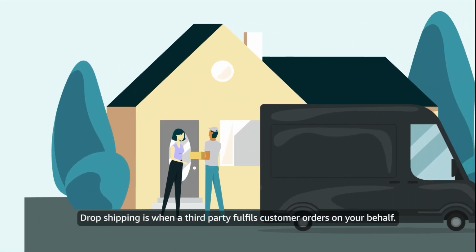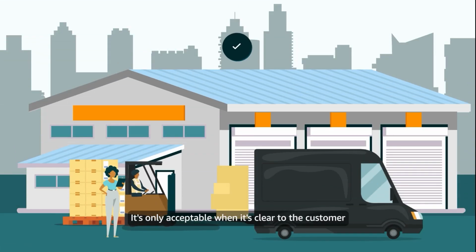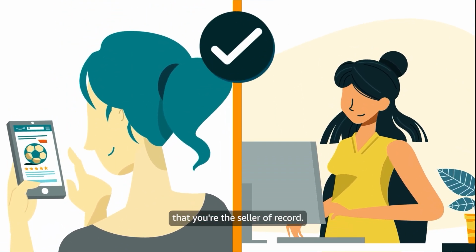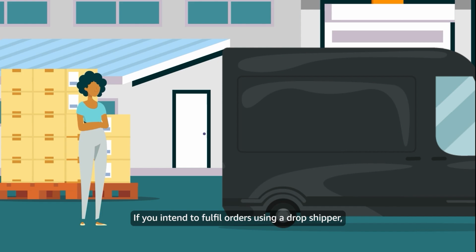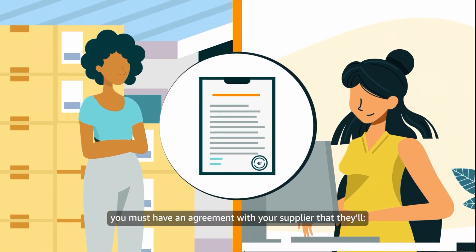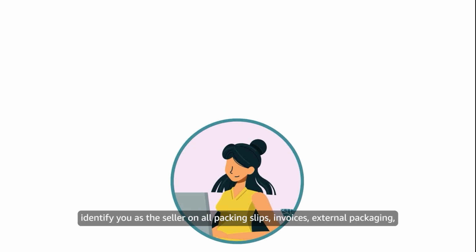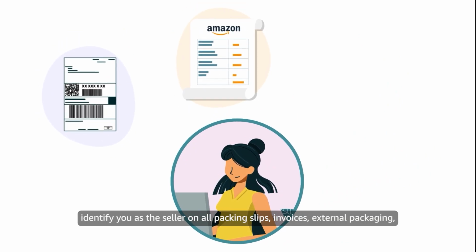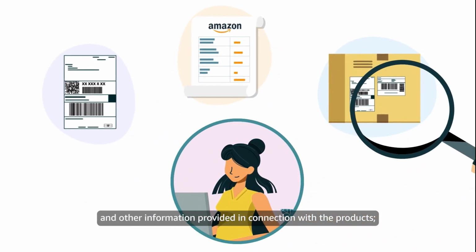Dropshipping is when a third party fulfills customer orders on your behalf. It's only acceptable when it's clear to the customer that you're the seller of record. If you intend to fulfill orders using a dropshipper, you must have an agreement with your supplier that they'll identify you as the seller on all packing slips, invoices, external packaging, and other information provided in connection with the products.